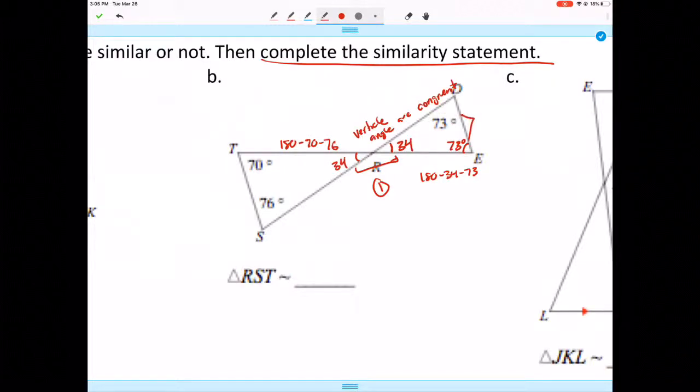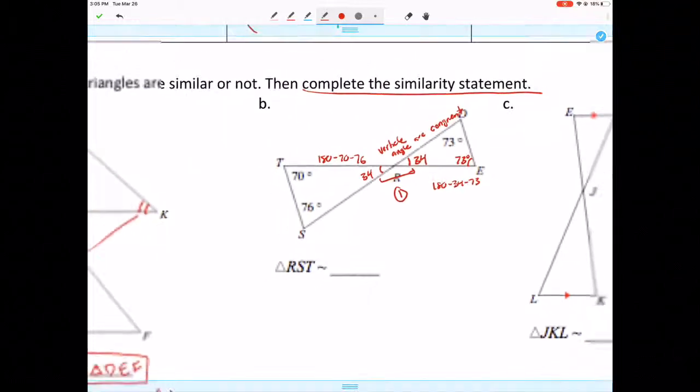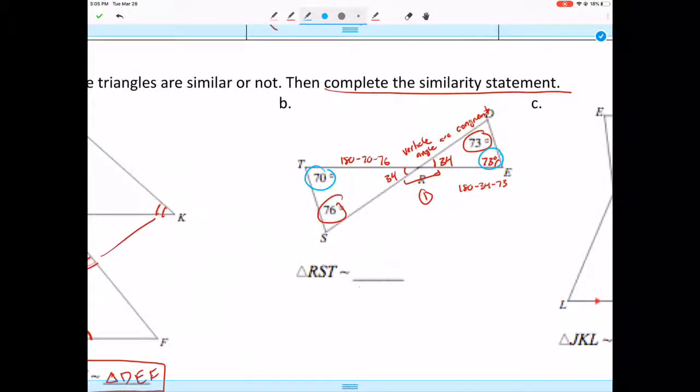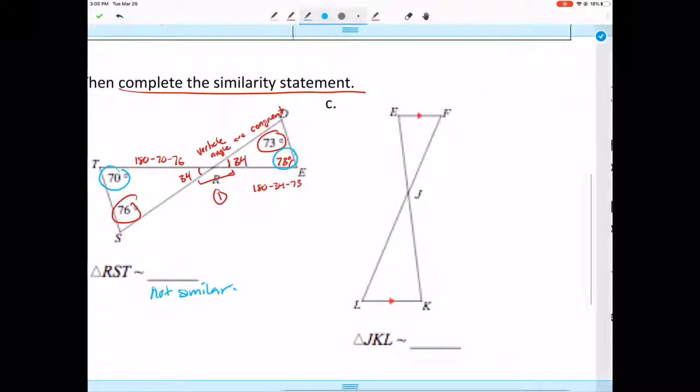So yes, maybe we have these two that are congruent, but they need to be corresponding angles. So for example, this angle and this angle, those are not congruent. And this angle and this angle, those are not congruent. So we would say that these are not similar and would be done. Okay?